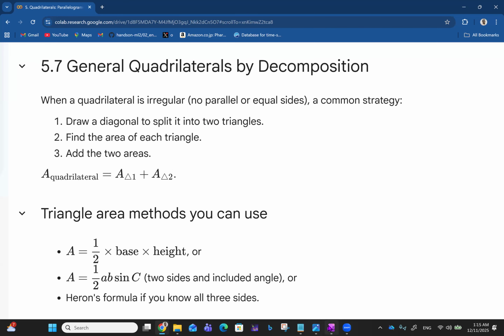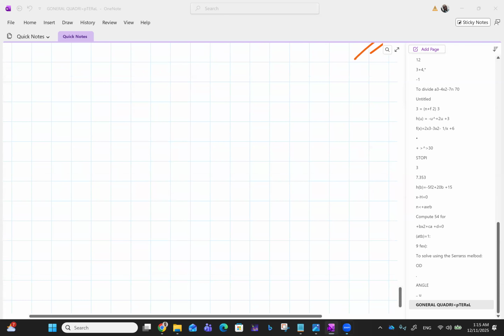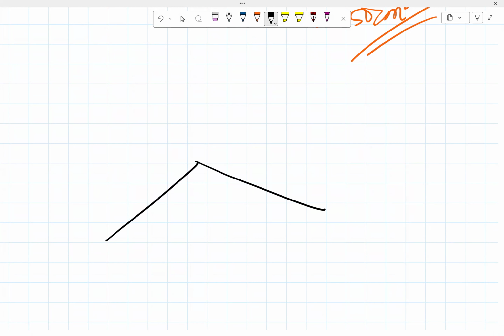So let me just draw any quadrilateral that does not fit into any of the definitions I've given all along. Say we have something like this. A quadrilateral has four sides, right? Just any four sides, making no sense. Everything is just all over the place. In this case, let's just say we have sides A, B, C, and D. So what can we do? We can easily just split them up into two.